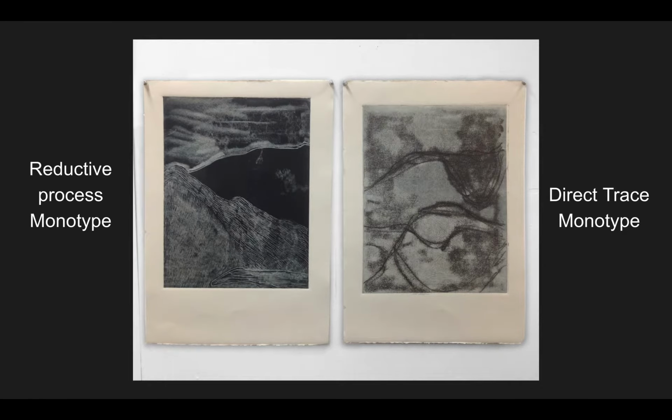We can have two examples here. On the left, we actually have a reductive process monotype that we're going to cover in just a second, but on the right, we can see a direct trace monotype. We can see that the paper was placed down on the plate, the plate margins are here, and then we can see these kind of fuzzy lines are created from putting pressure, either drawing with a pencil or drawing with any other pointed object on the back of the paper, again, dry paper, and pulling that paper up.